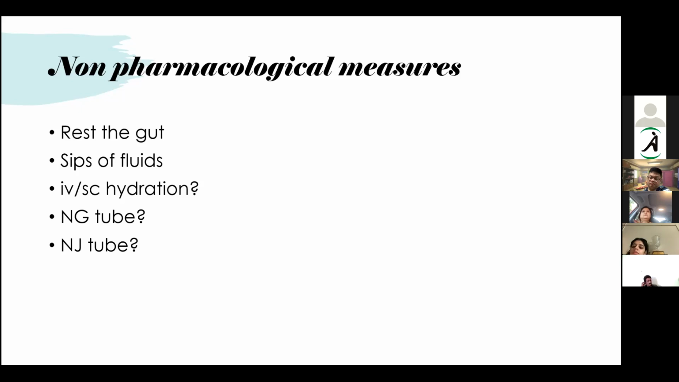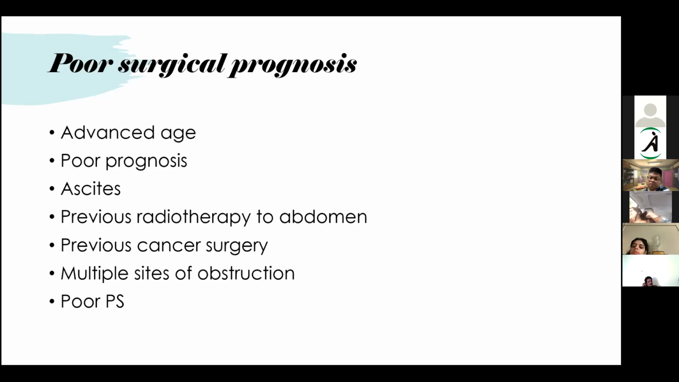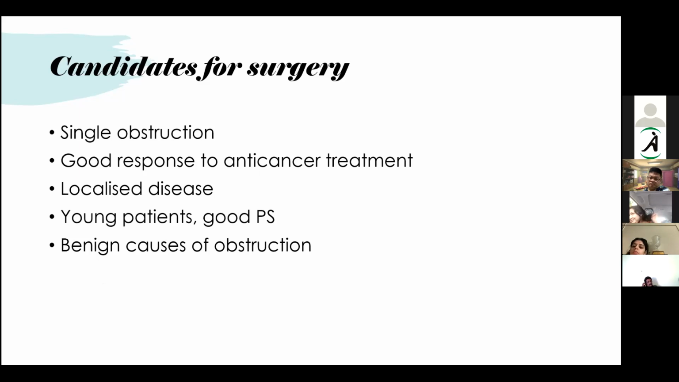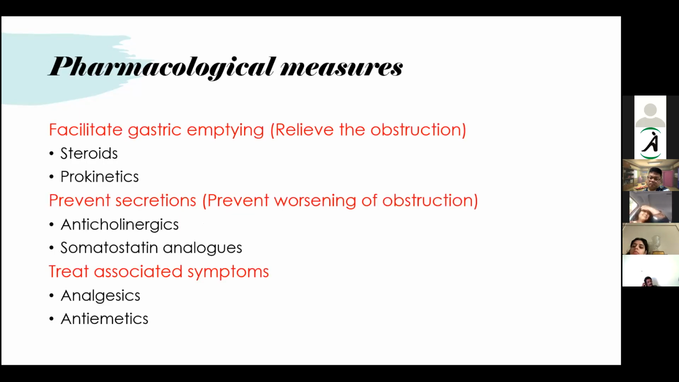The NG tube's idea, in a bowel obstruction, would be to decompress the bowel, not as a feeding measure. The NJ tube, or nasojejunal tube, can be a feeding measure when there is an upper GI obstruction. So I think that is clear. We have mentioned the correctable, surgical options and non-pharmacological options. Now we are coming to the pharmacological measures.